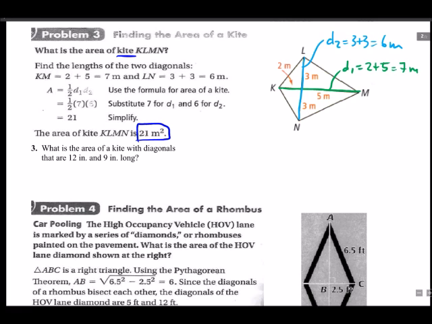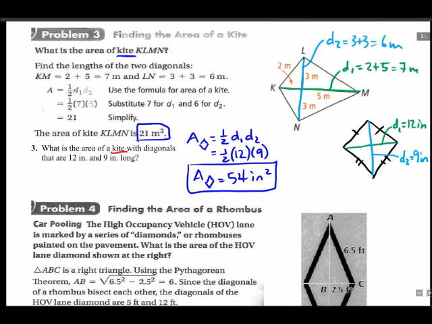21 meters squared. Don't forget your units. Apparently, it's your turn again. Go ahead and pause the video. Do the next problem. That problem was almost too easy to actually have to do.